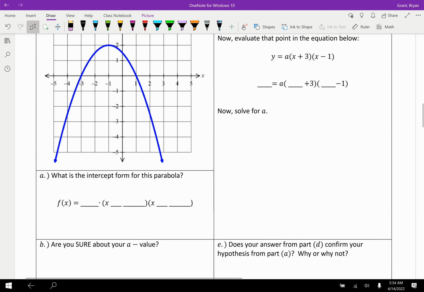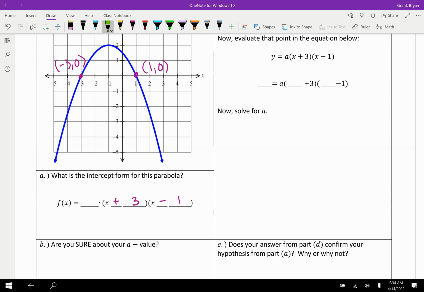Alright, well they jump us right into this right away. So they say, what's the intercept form for this parabola? Well, intercept form relies on the x-intercepts. So we have 1, 0 and negative 3, 0. But as we've seen before in the equation, you're going to end up changing those signs. So we're going to have an x with a plus 3 and an x with a minus 1 to take care of the two x-intercepts.